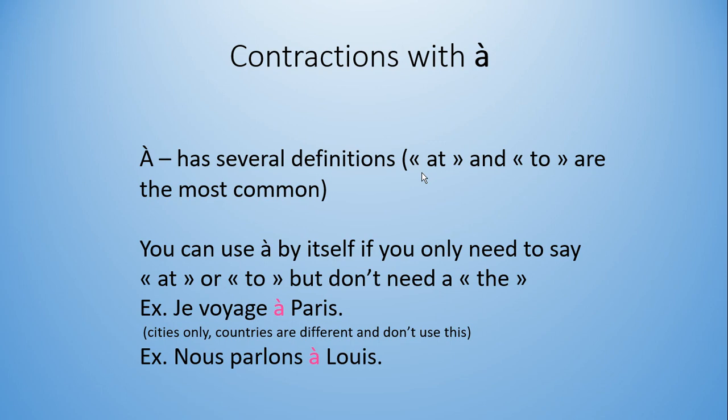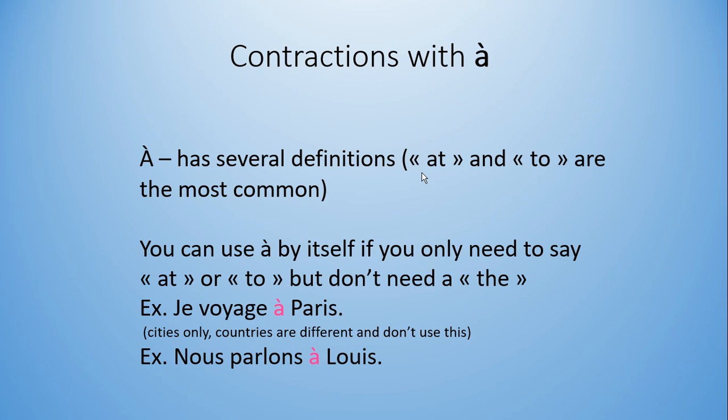Okay, so we say, je voyage à Paris. I travel to Paris. If we have anything other than à there, like the ones we're going to be learning here in these next few slides, it's going to mean to the. And we don't say I travel to the Paris. We just say I travel to Paris, or I'm going to Cleveland, or I'm going to Los Angeles or Boston or whatever, okay? So like I said, cities only, all right? Countries are a little different and they don't use this. But any city you're going to, it's going to be je voyage à Paris.